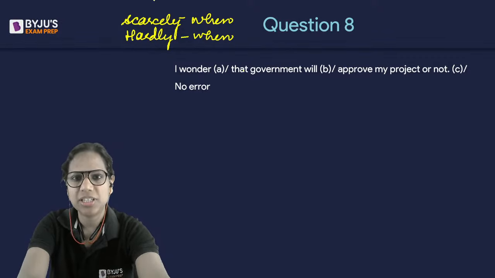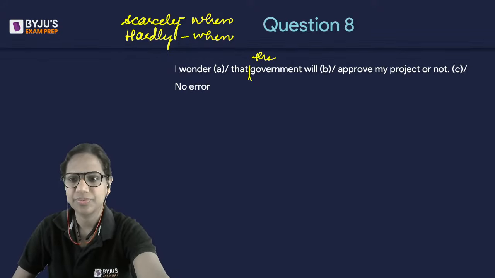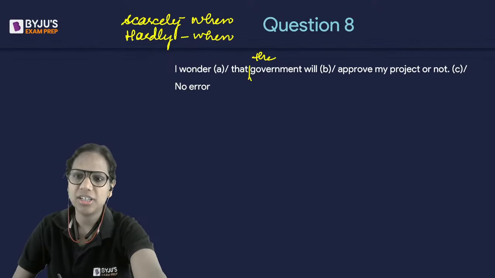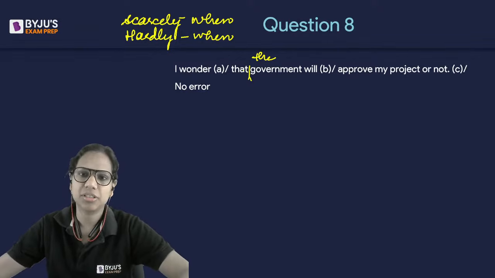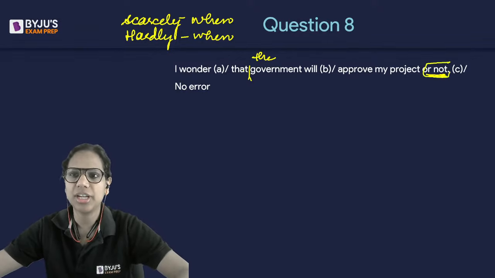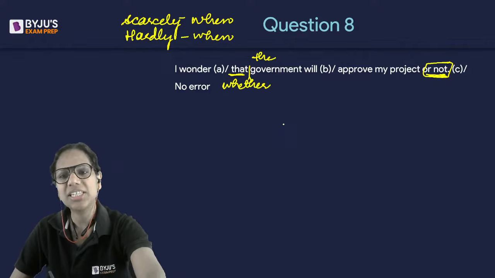So what should I replace it with? There is one word that needs to be replaced here. In fact, the is also required. So I wonder whether the government, because there's an or not later on, right? So I wonder whether the government will approve my project or not. Right? B is erroneous here.